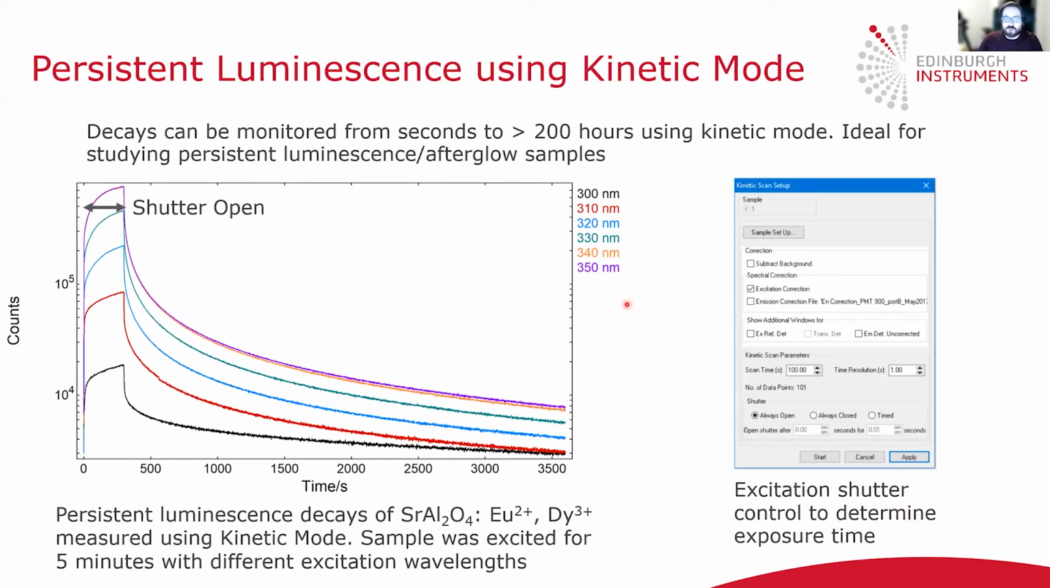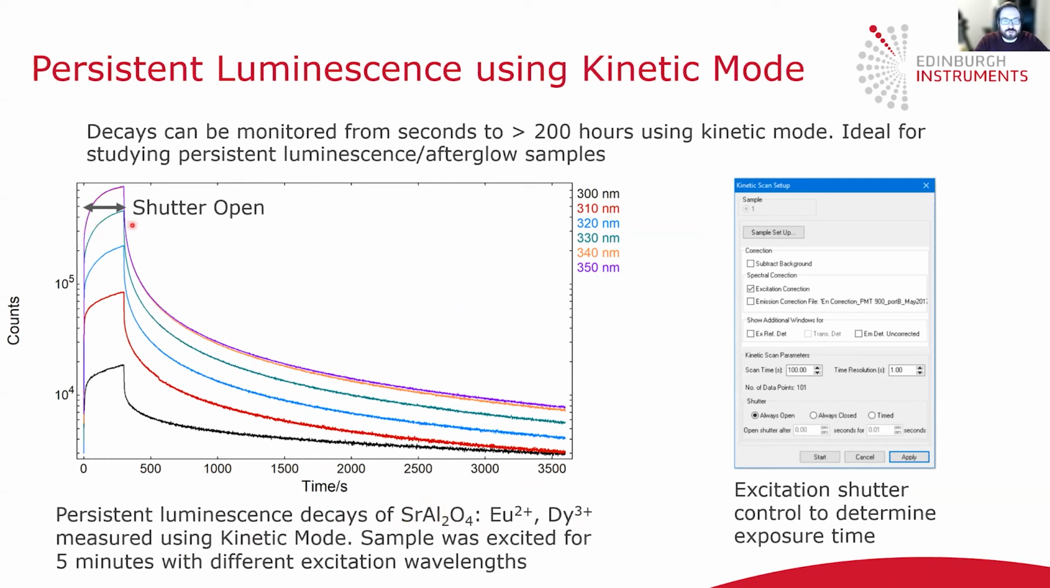Kinetic mode is ideal for measuring very long lifetimes, such as persistent luminescence. So the example shown here on the left is the persistent luminescence from a phosphor measured using kinetic mode.